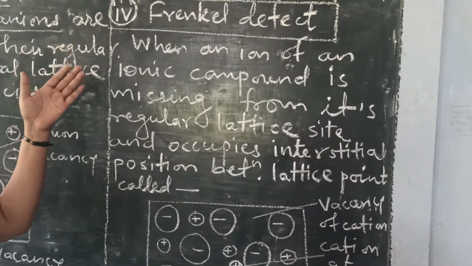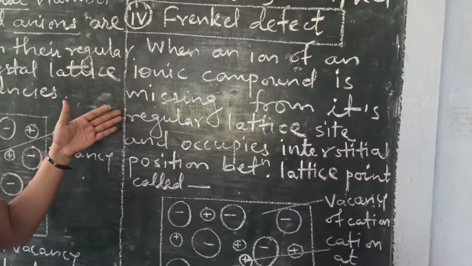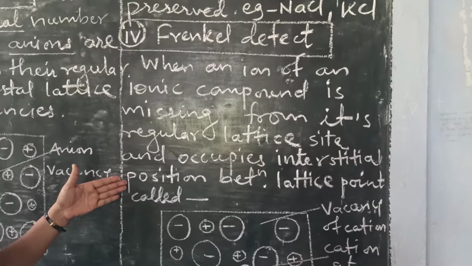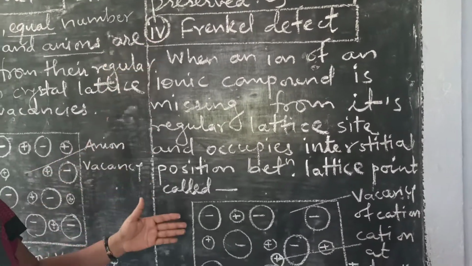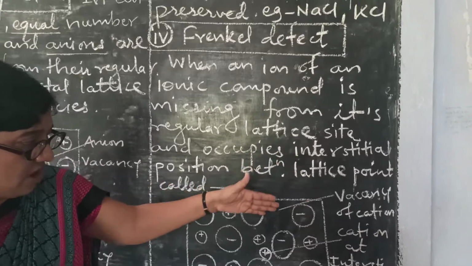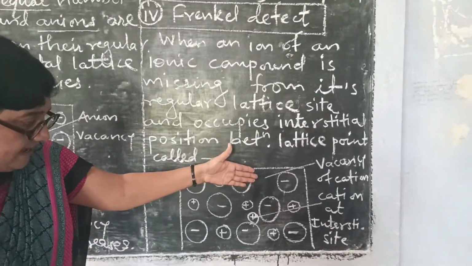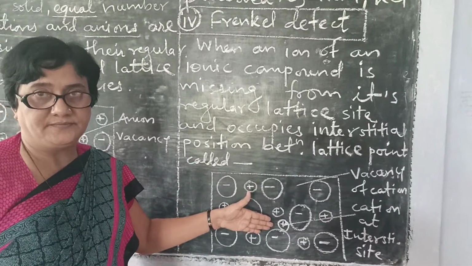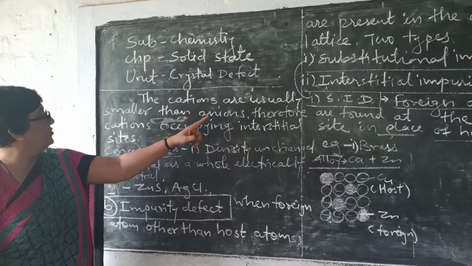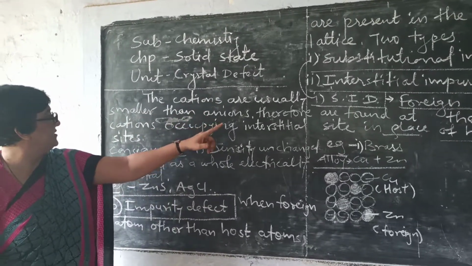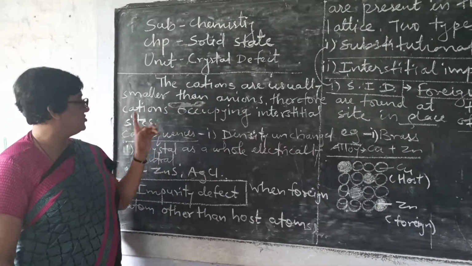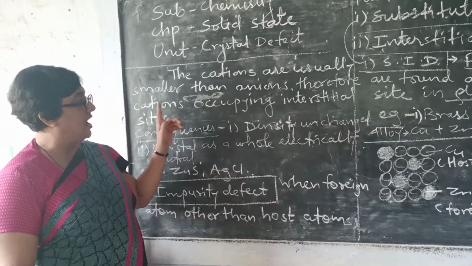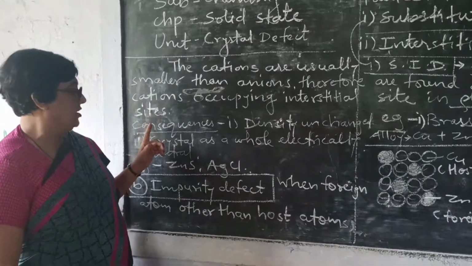When an ion of an ionic compound is missing from its regular site and occupies interstitial position between lattice points, it is called Frenkel defect. Here you can observe vacancy of cation and that cation comes out here, cation at the interstitial site. The cations are usually smaller than anions. Therefore, cations occupy interstitial site. In the example also, we show the cations occupying the interstitial site.